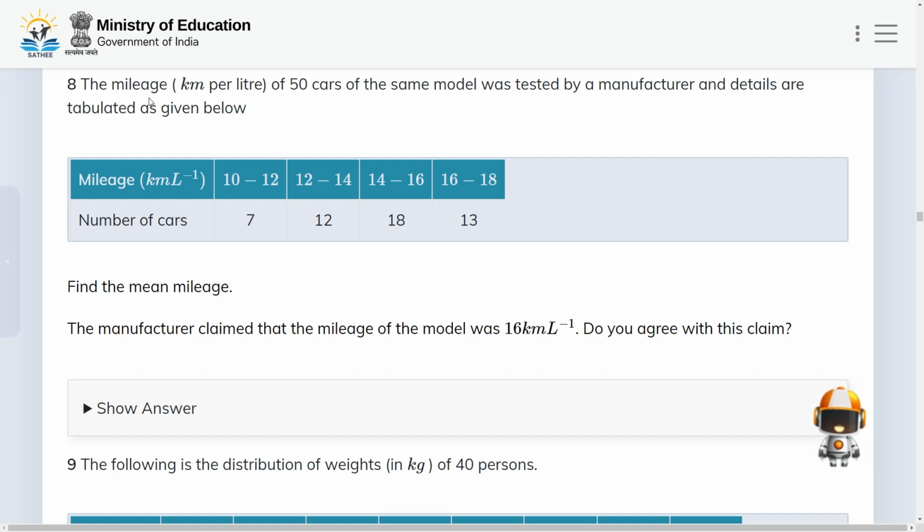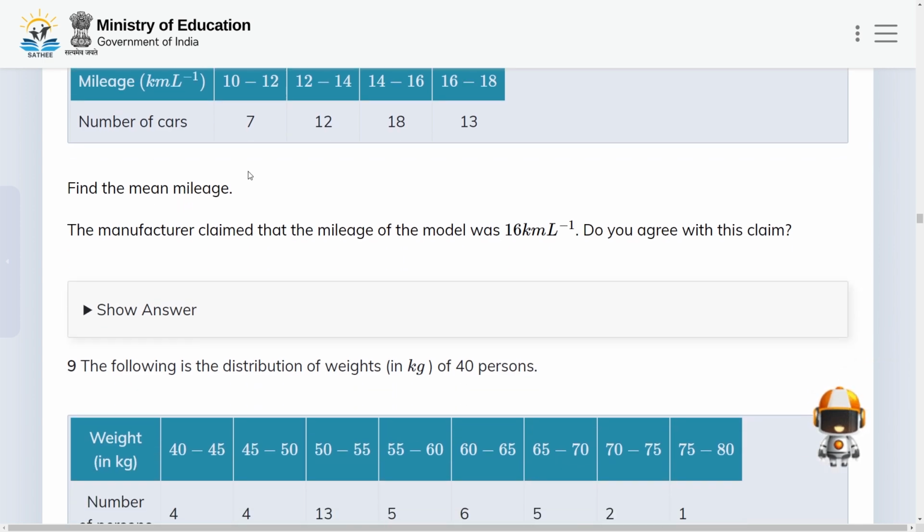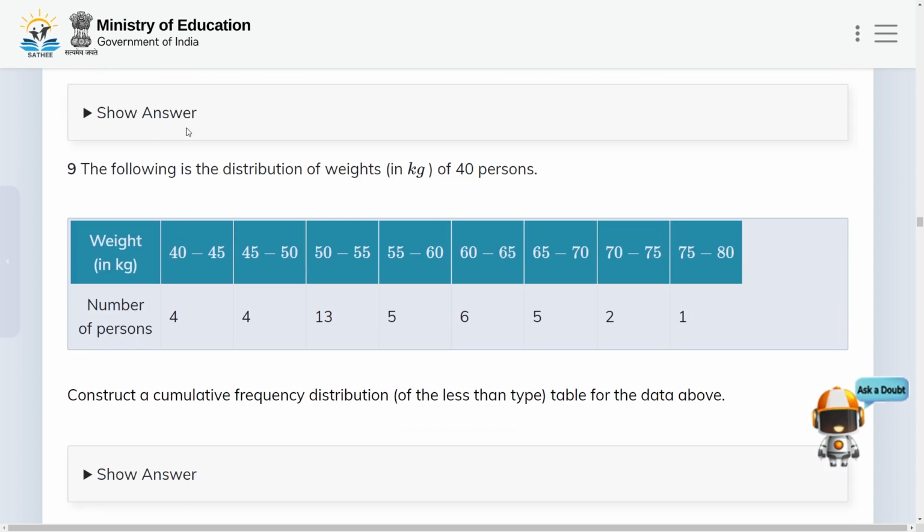The mileage in kilometers per liter of 50 cars of the same model was tested by a manufacturer and the details are tabulated as given below. Find the mean mileage. The manufacturer claimed that the mileage of the model was 16 km per liter. Do you agree with the claim? Let us see the answer.